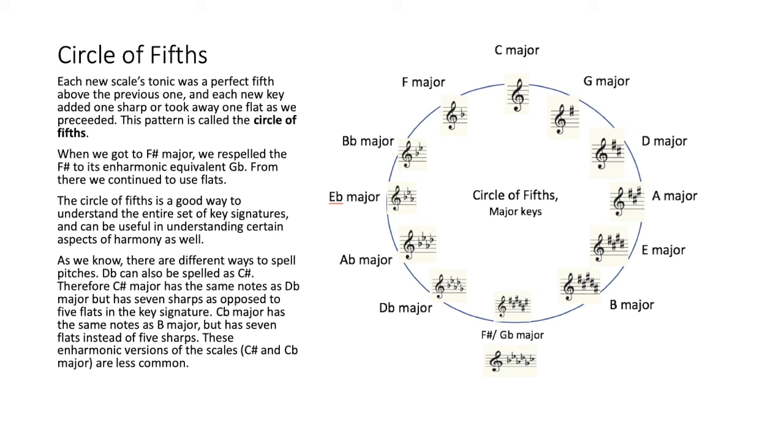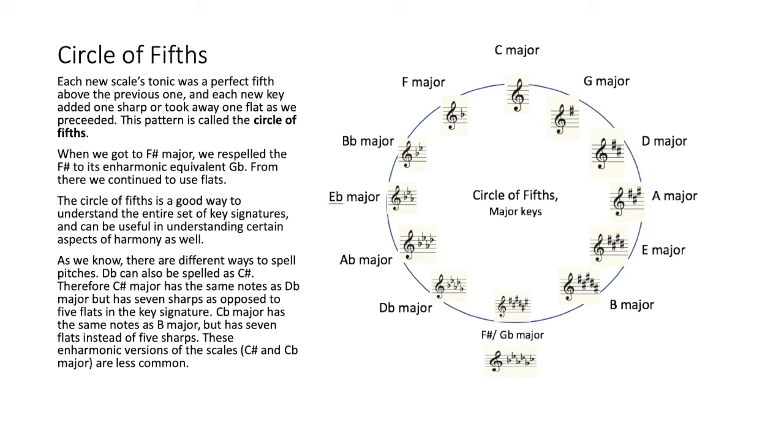The circle of fifths is a good way to understand the entire set of key signatures, and can be useful in understanding certain aspects of harmony as well. As we know, there are different ways to spell pitches. D flat can also be spelled as C sharp.